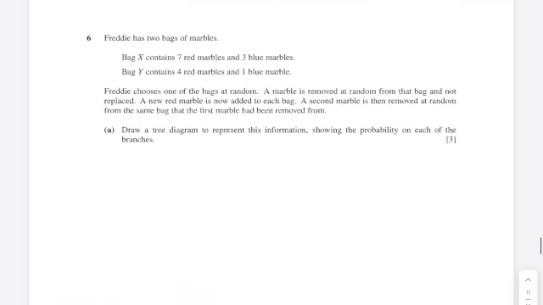Now coming to question number 6. Question number 6 is from the concept of tree diagrams. So he's telling that Freddy has 2 bags of marbles. How many bags of marbles does he have? He has 2 bags of marbles.